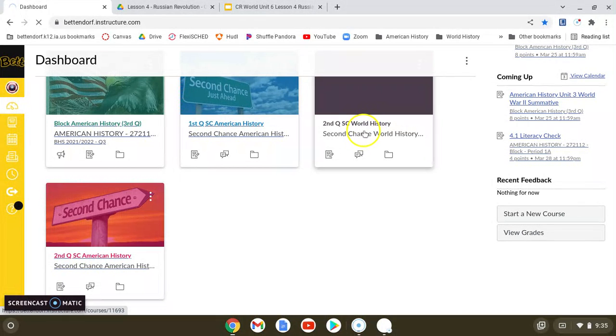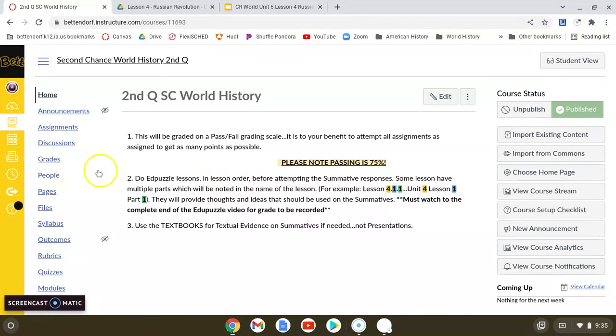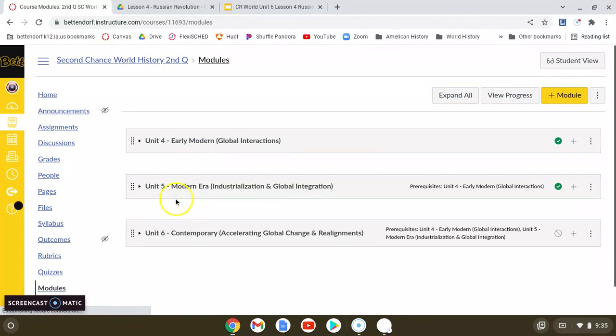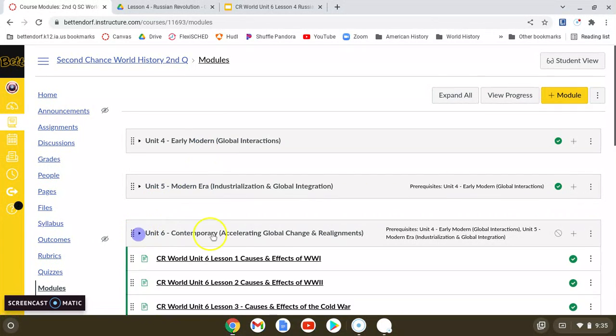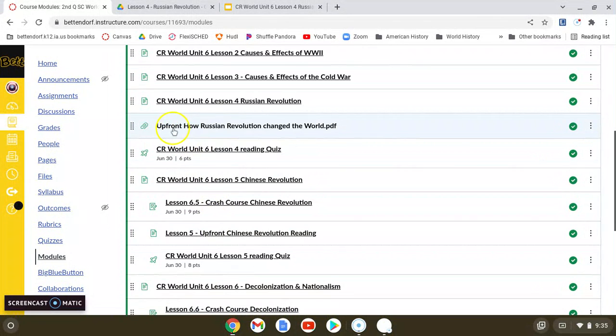and then here is the class. You go into modules, and it is right here: Upfront: How the Russian Revolution Changed the World. And here is the quiz that goes with it. So give it a read, answer the questions, and get your points.